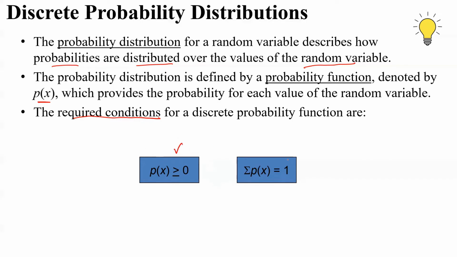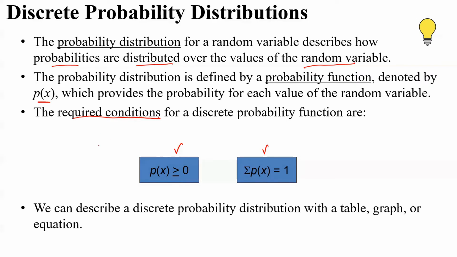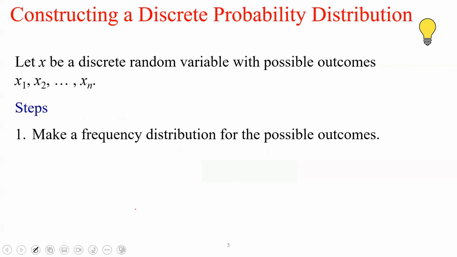So always check when you develop the frequency table that the sum of the probabilities is equal to 1, and that each probability itself is greater than or equal to 0. We can also describe the discrete probability distribution with a table, a graph, and an equation. These are the three main ways we can describe probability distributions.